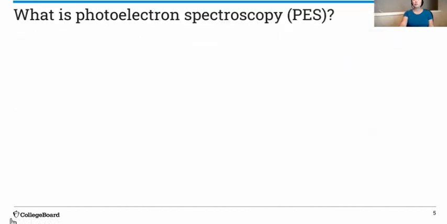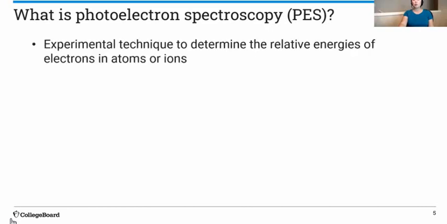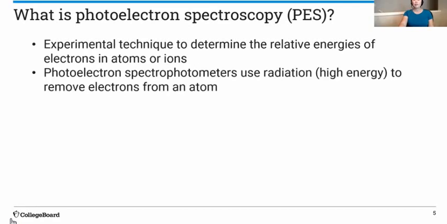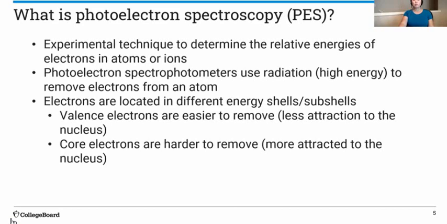That brings us to photoelectron spectroscopy, which is also known as PES. PES is a technique used to determine the relative energies of electrons in either atoms or ions. This technique uses high energy radiation to remove an electron from an atom. We already know that electrons are located in different energy levels or subshells, and that valence electrons are easier to remove since they're less attracted to the nucleus, and core electrons are harder to remove because they're more attracted to the nucleus.